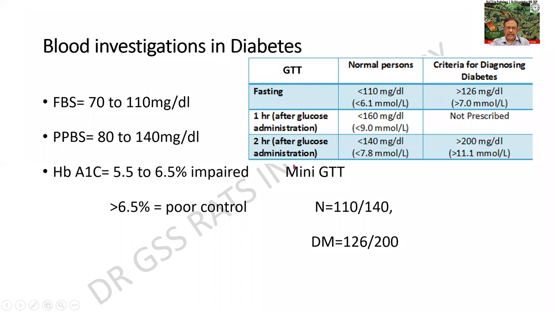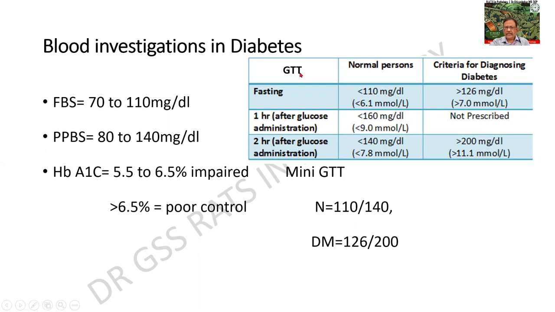Blood investigations in diabetes shall include the fasting blood sugar. Important, and this is a normal value. The next is the postprandial blood sugar and the value is again given. One of the important investigations will be HbA1c to find out the glycosylated hemoglobin. Normally it is 5.5%, but when it is up to 6.5, it is called impaired tolerance. And when it is more than 6.5%, it is called poor control.